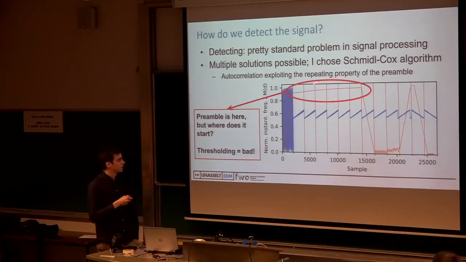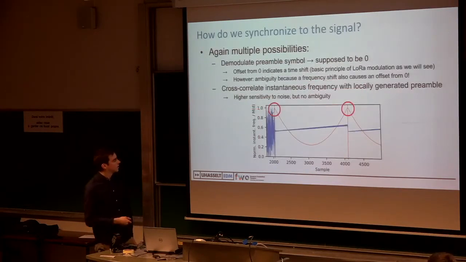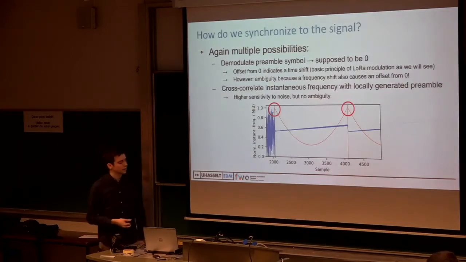But now we still need to find out what the start is of a single symbol. I drew these red lines on the graph myself. We still need to find where this position is exactly. If you would threshold on this metric, that would probably be a very bad approach, because you would end up somewhere around here or around here, which is not ideal. So thresholding is bad. And to synchronize, again, you have multiple possibilities.